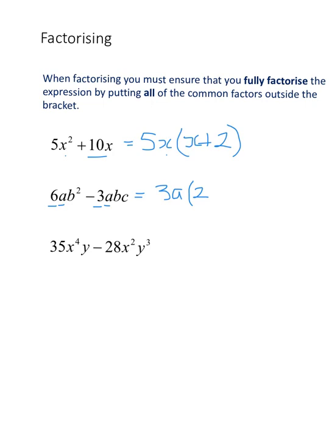Looking at 6ab squared, I've got the a out already, so I don't need to worry about that. And I need to have a b squared. Minus, looking at 3abc, I've got 3a already outside the bracket, so I need to put bc on the inside.